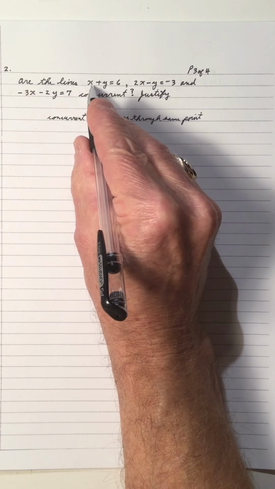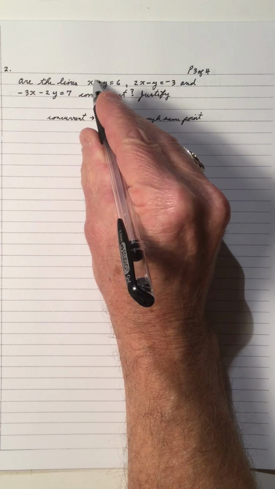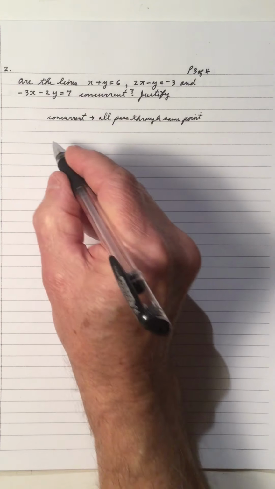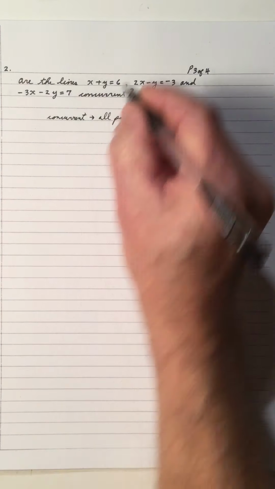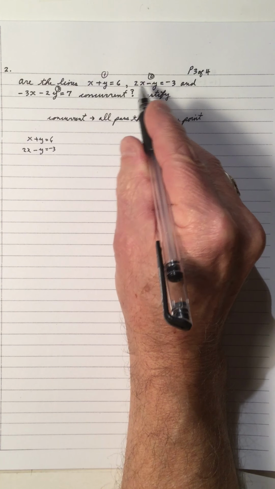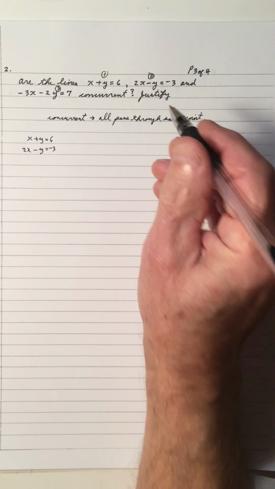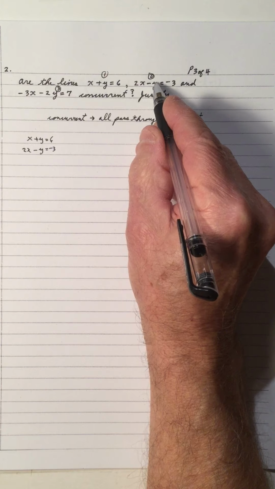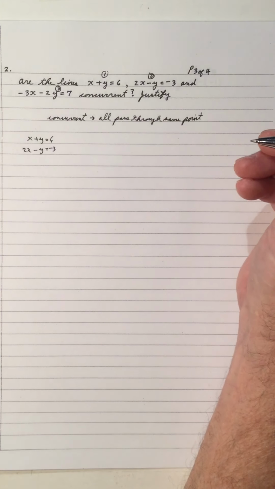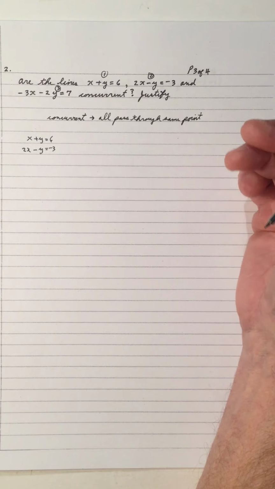Concurrent, they all go to the same point. So notice this is linear, two variables, the exponents of x's and y's are all ones, so how do we show that they go through? Well, let's take this as equation one, this as equation two, and this as equation three. If I solve equations 1 and 2, I'll get the point where the two lines cross. And we can take this pair, 1 and 2, and then we can take 1 and 3 and solve them. If they both get the same points, then we know they all pass through.